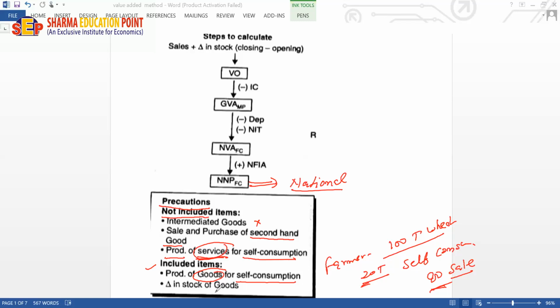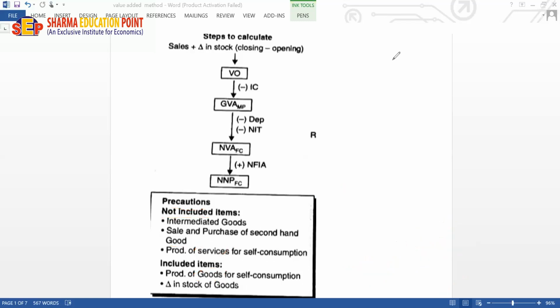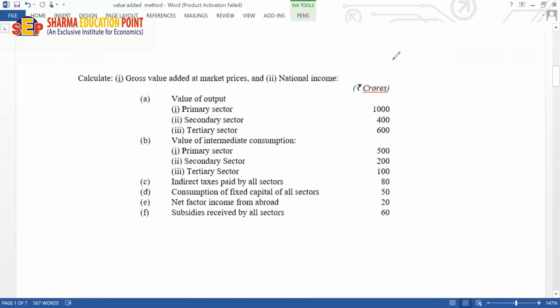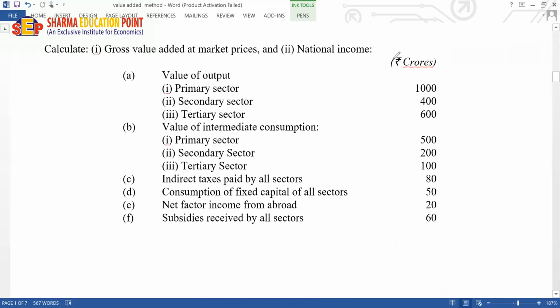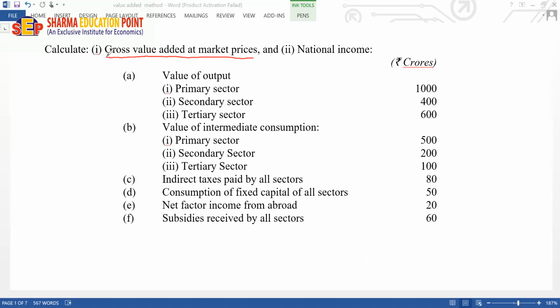Now we are going to practice for this question. Just a minute. Now look at this question. This is the question. The question says, look at this, I am solving one question for you. The question says calculate gross value added at market price and national income.